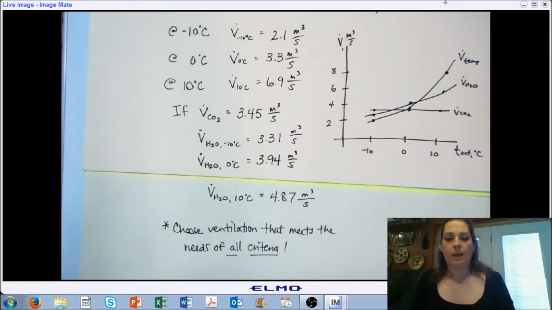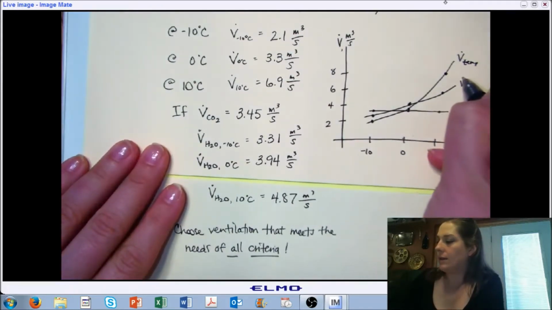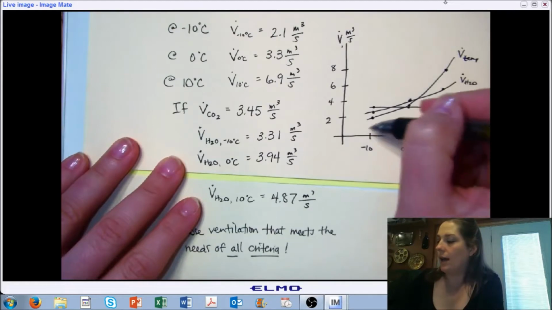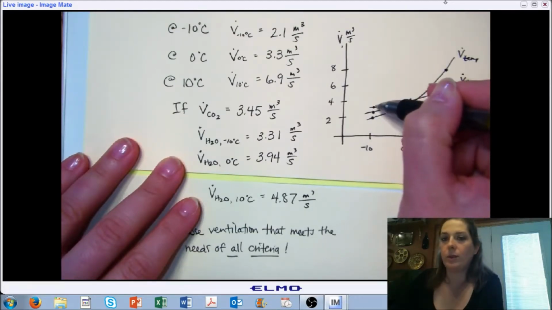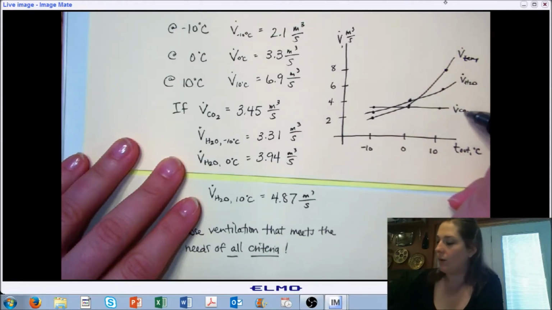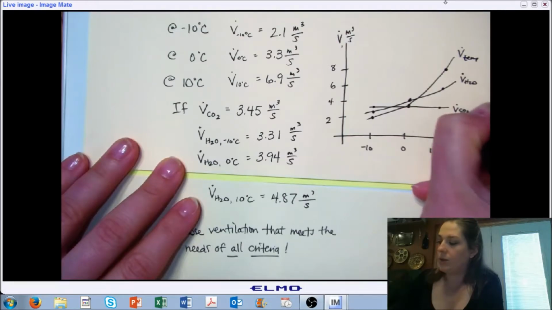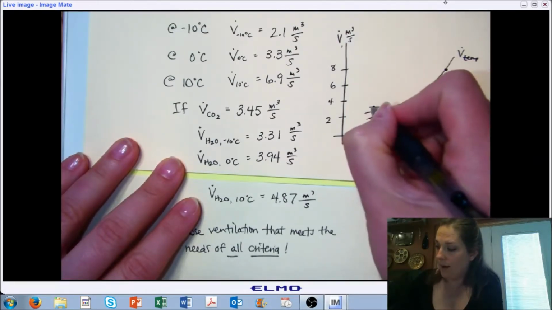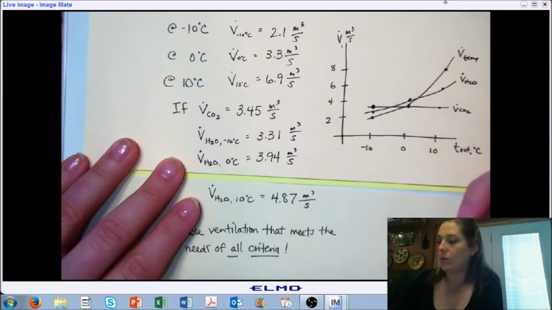So what does that mean? It meets the needs of all criteria. So our minimum ventilation is the highest of the three. If you ventilate at one of the lower ones, then you'll be underventilating for whatever is the highest. So for example, at negative 10, CO2 is your controlling factor, and so you need to ventilate with as much ventilation as required to control for CO2. Because if you ventilate at less, the CO2 concentration will rise.